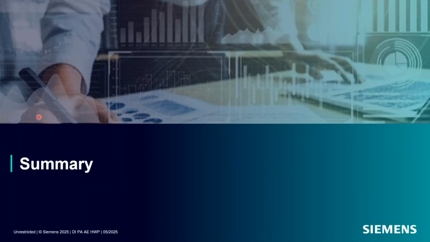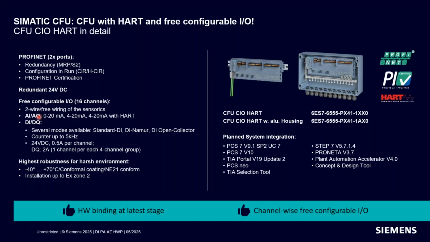With this said, just a short summary of the last 10 minutes of what I said. We have two variants, a variant within the housing and also a variant with just the base device. The structure is that we have two Profinet ports, a redundant power supply, and then 16 channels which are freely configurable. We, of course, fulfill the highest robustness due to the decentralized installation, talking about -40° to 70°, and also the conformal coating. Here again, we are integrated in engineering systems, but also in network and design tools.